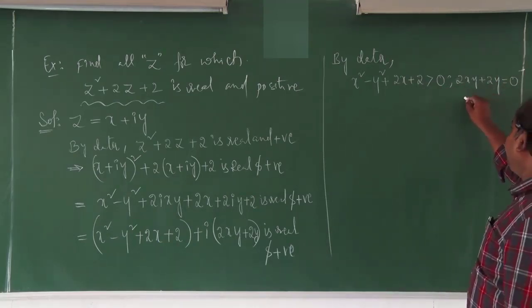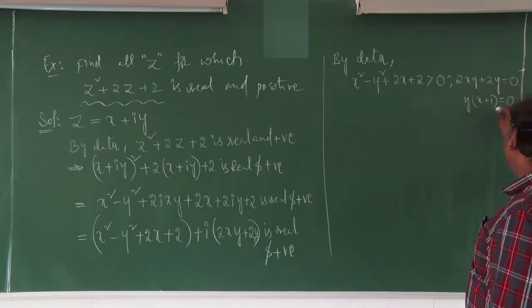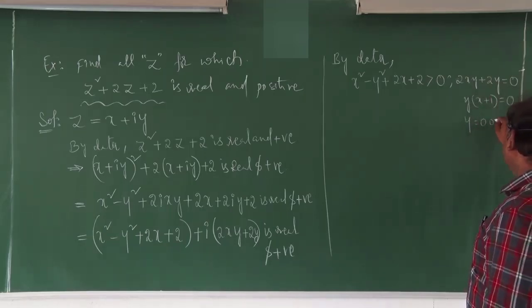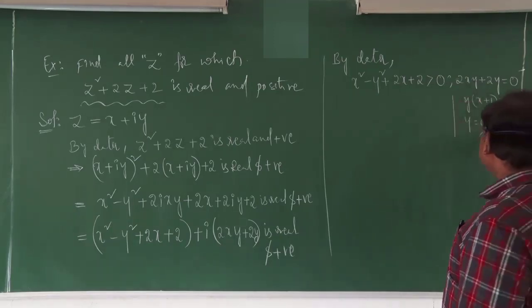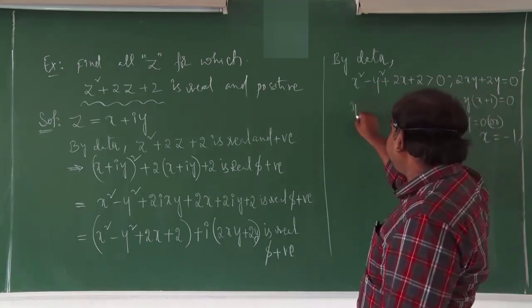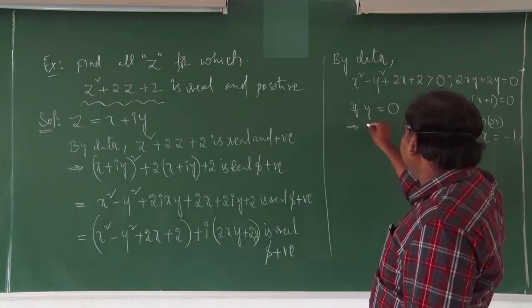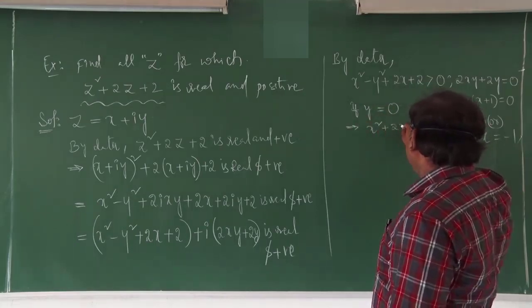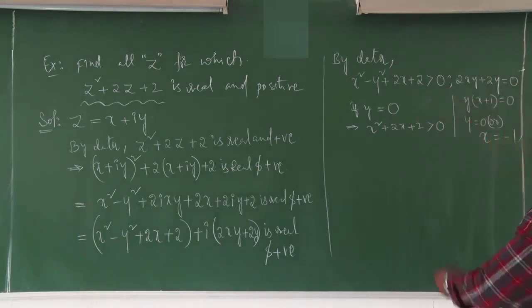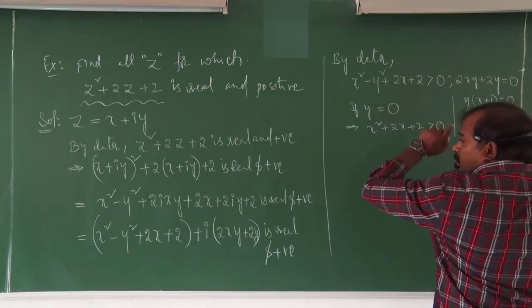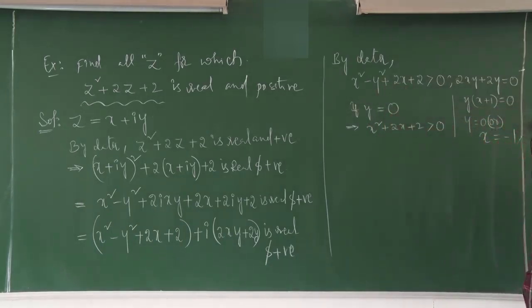If you take y common, 2 also cancels. Taking y common, x plus 1 is equal to 0, meaning y is equal to 0 or x is equal to minus 1. This is one case. Now replace: if y is equal to 0, what does the whole equation change to? x square plus 2x plus 2 greater than 0. When you replace y equal to 0 here, x square plus 2x plus 2 is greater than 0.